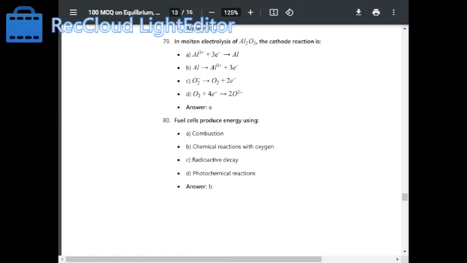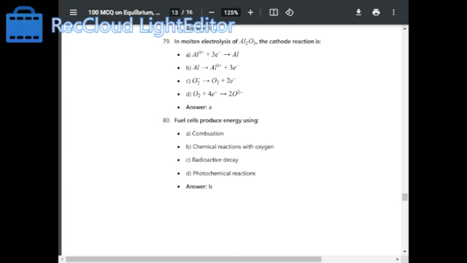Question number 80. The fuel cell produces energy by using: option A, combustion; option B, chemical reaction with oxygen; option C, radioactive decay; option D, photochemical reaction.